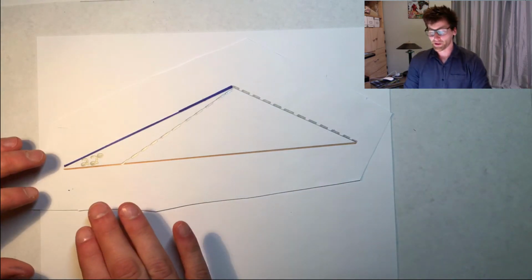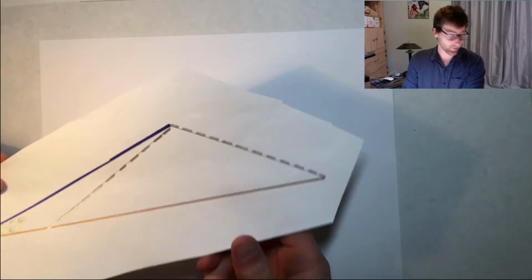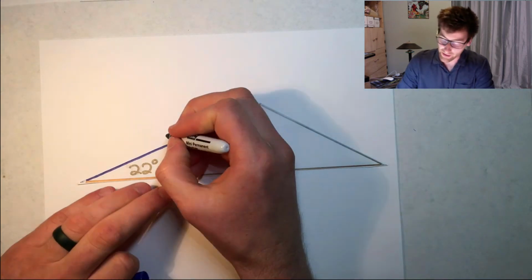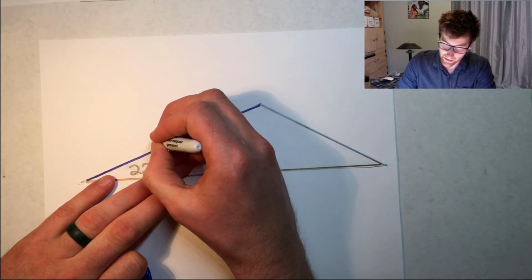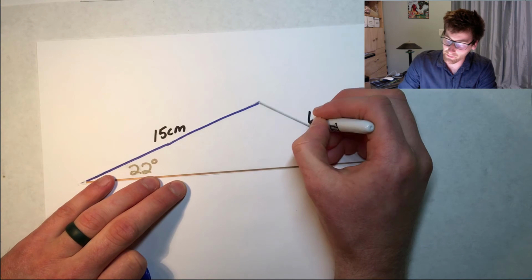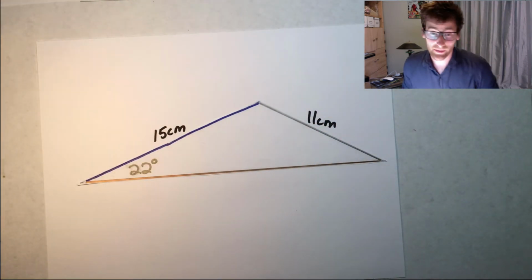Okay, so here we have the example. You see this weird triangle. I'm going to set it aside for now, and this is our example here. They're given 22, and they also say the side beside that angle is 15 again, but this time this one over here is 11 centimeters.